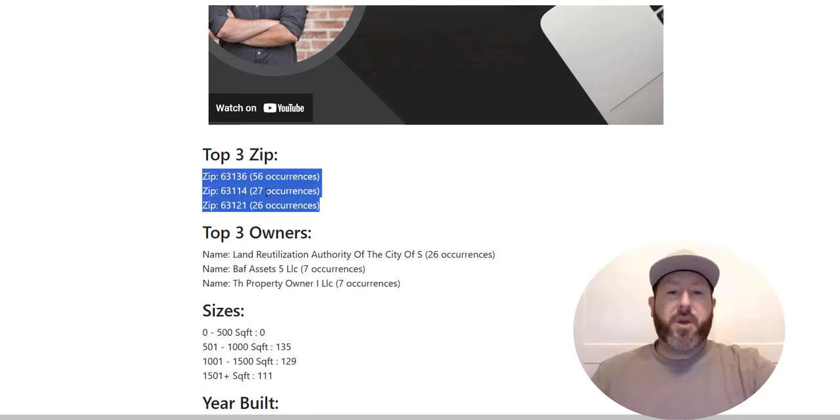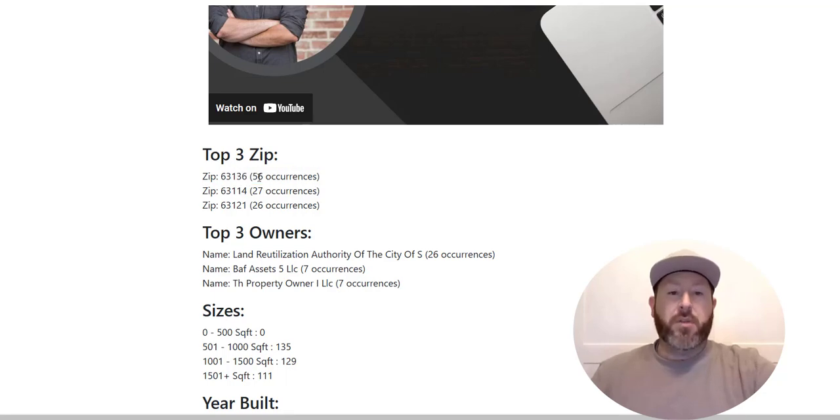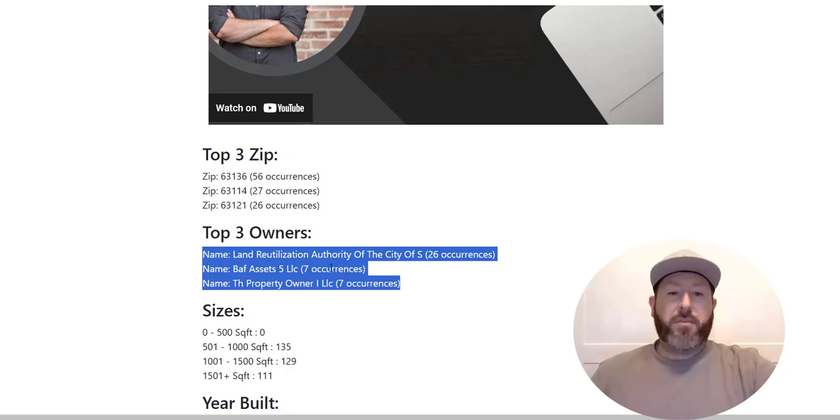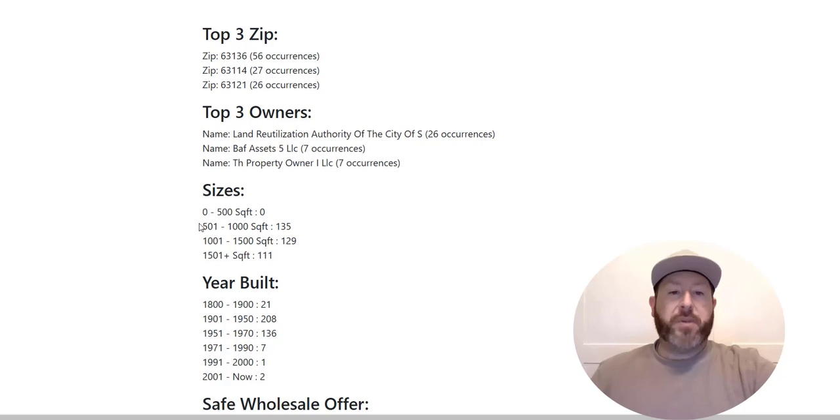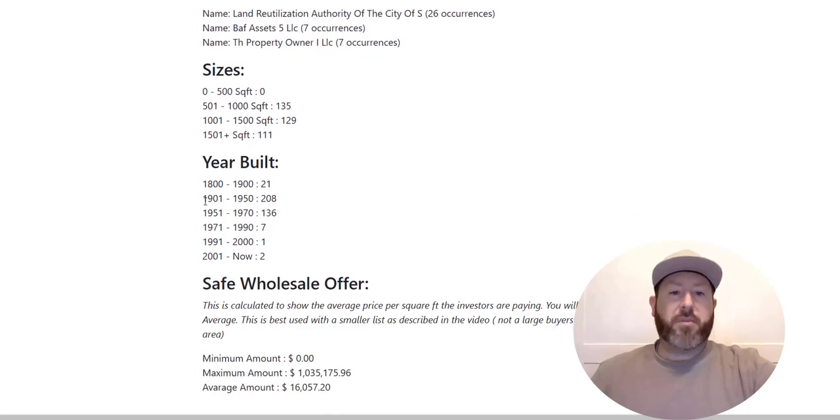We can see that these zip codes have the highest amount of investor bought properties, this one being almost double. So that's really important for us. We can also see here, these are the companies that bought the most amount of properties during that 1 month time frame. We can see what kinds of properties they're buying. So it looks like they're wanting to buy properties 500 to 1,500 square foot plus, and it looks like they're buying older properties, 1901 to 1970. And we can see what they're paying for those properties.